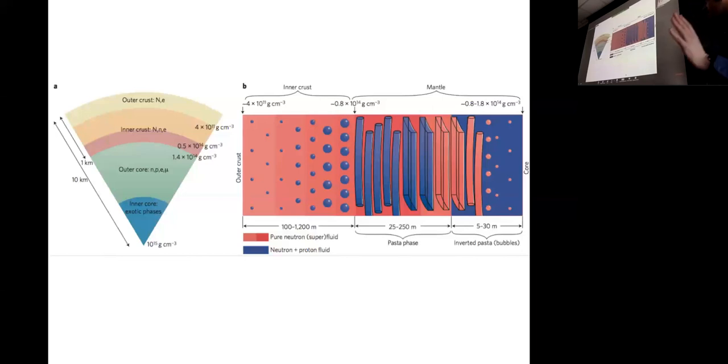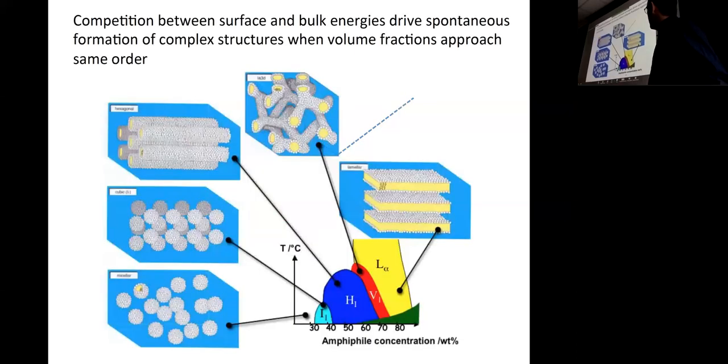Just a reminder, nuclear pasta refers to these non-spherical nuclear shapes that are predicted to appear in the region between the crust and the core, the crust-core boundary, which is a very important region for a lot of the dynamics of the star. They may have a sizable bearing on observables. They arise because there's a competition between the bulk and surface energies of nuclei.